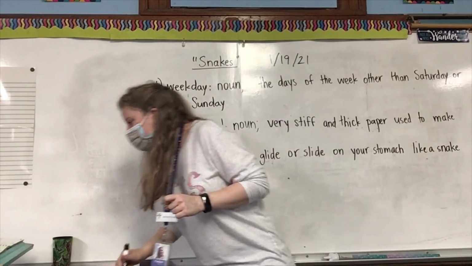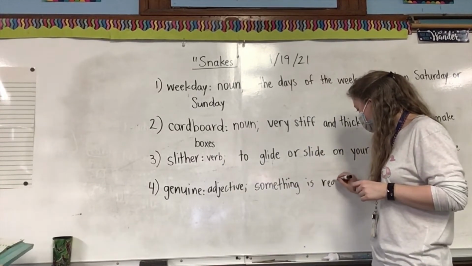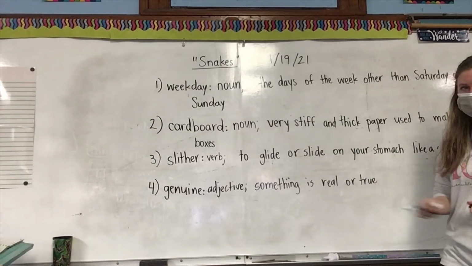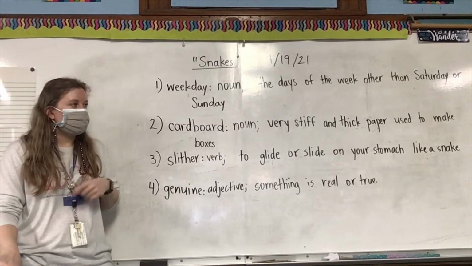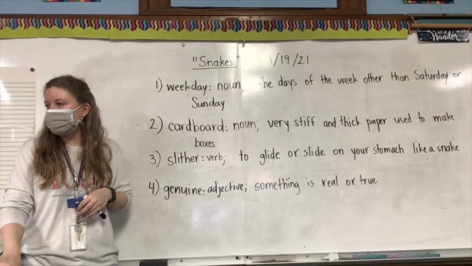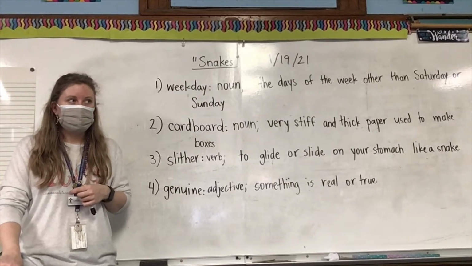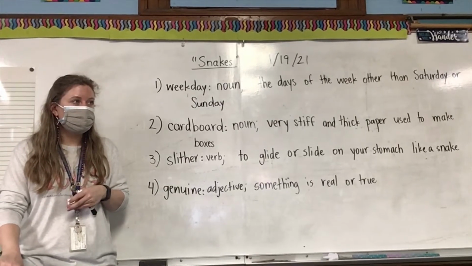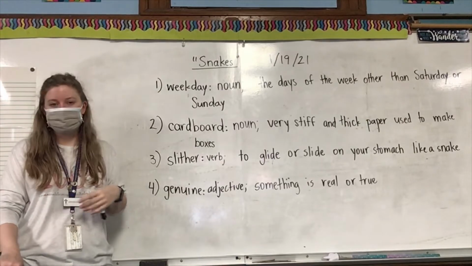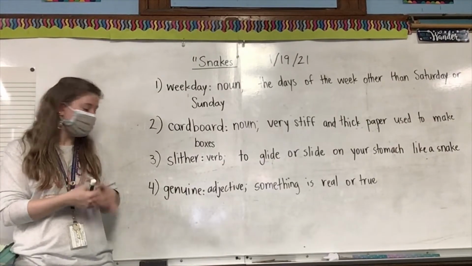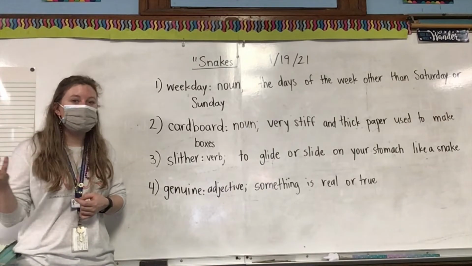And genuine means something is real or true. So you can have an object that is genuine. That means it's real. I have a genuine piece of gold from a gold mine. That means it's real. It's a real piece of gold. Or it can mean that an idea is true. I have genuine feelings of happiness for my friend who's getting married. So it can describe an object, which means that object is real, genuine. Or it can describe an idea, which means that feeling or that fact is true.